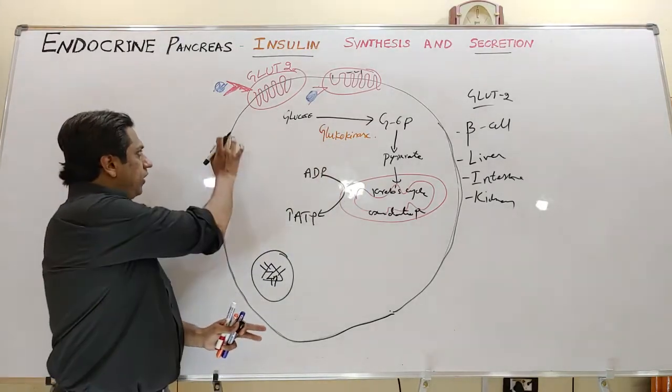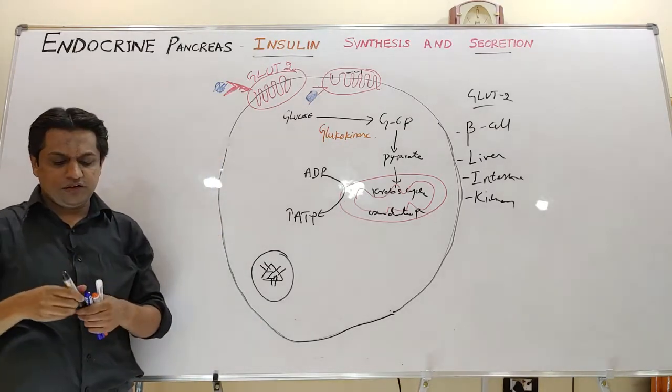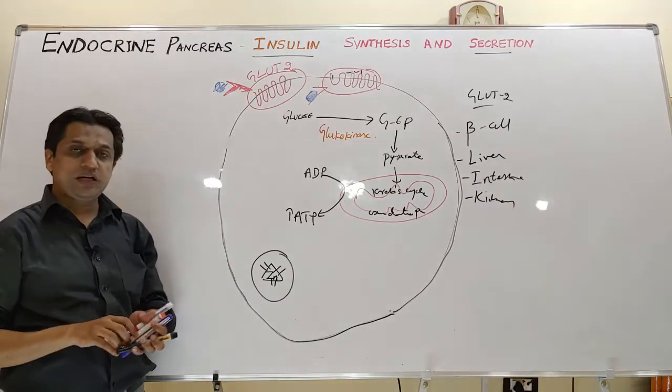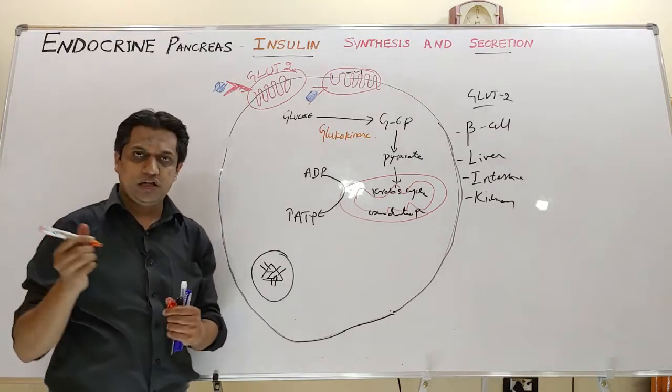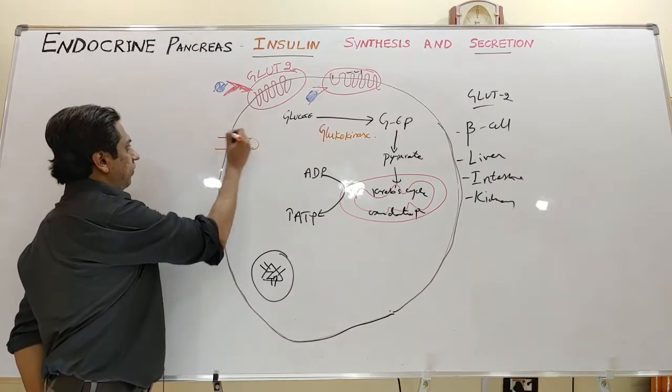Now on the surface of the beta cell, that is on the cell membrane of the beta cell, there are certain ion channels. One is the potassium channels.